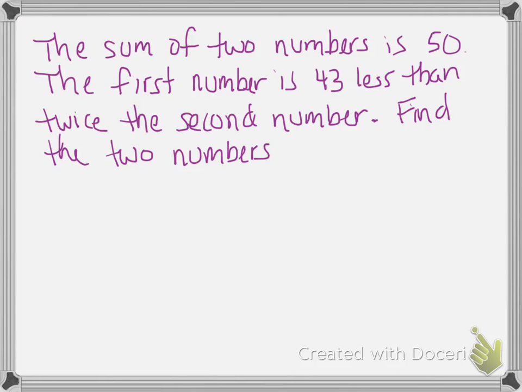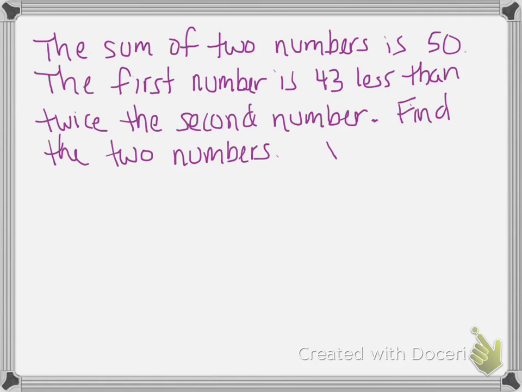Okay, so here's a story problem, and there will be story problems on the quiz, and I guarantee there will be on the final. So the sum of two numbers is 50. The first number is 43 less than twice the second number. Find the two numbers. They're going to ask that you use a system of equations and that you write your equations. If you don't write your equations and you just guess and check, they're not going to give you full points. I'm not sure how many points they would give you, but it will be docked quite a bit, at least half. So you want to make sure that you write your equations.